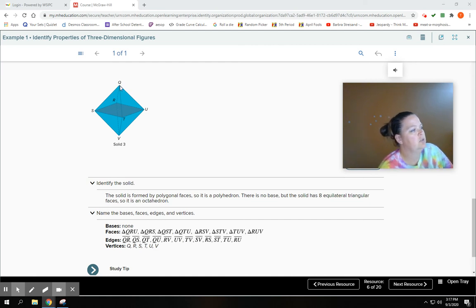The edges are all of the lines, so QR, QS, QT, QU, RV, SV, UV, TV, and then these 4 as well, ST, TU, RU, and RS. And then, of course, the vertices are all of the points Q, R, S, T, U, V.